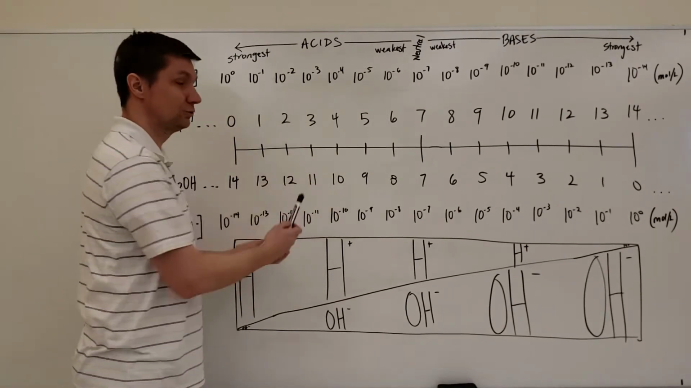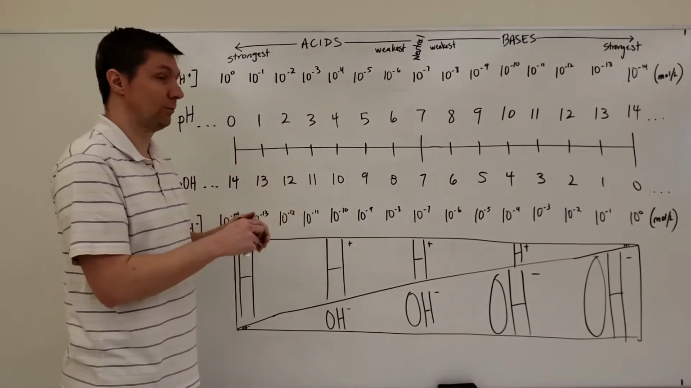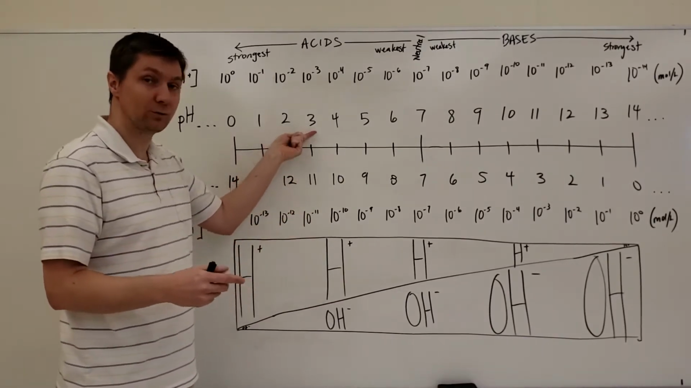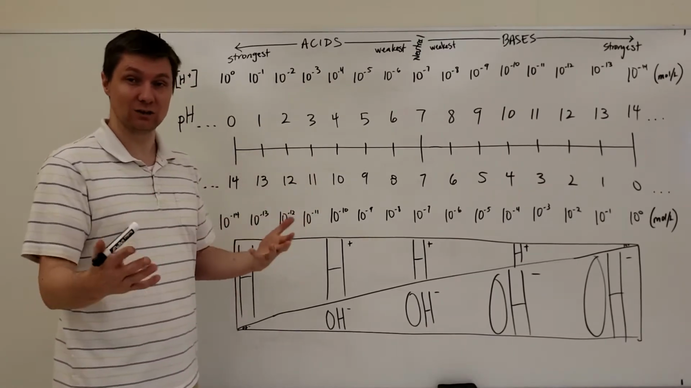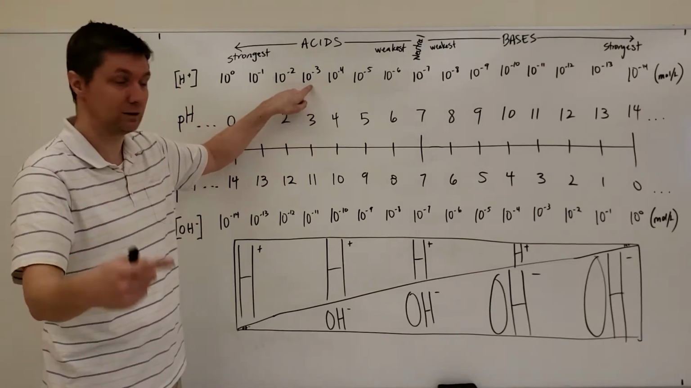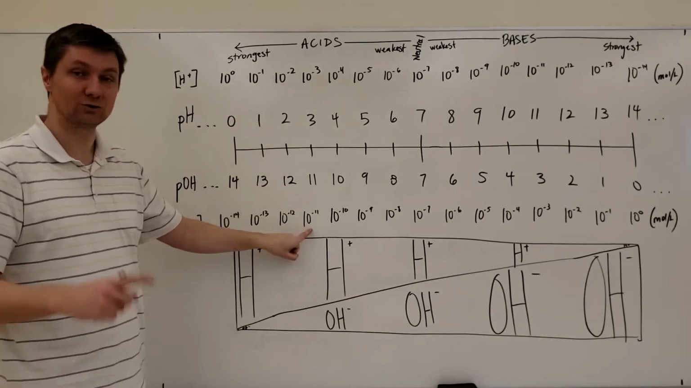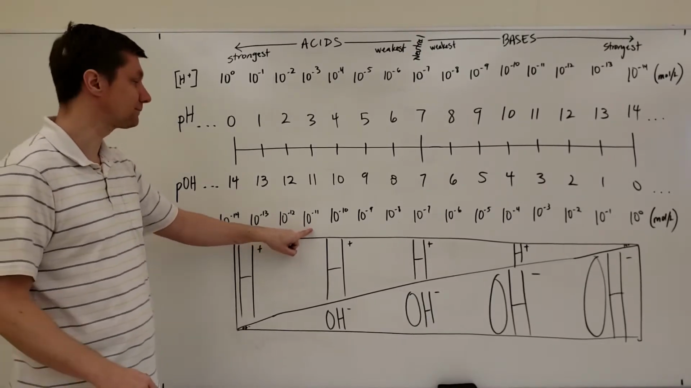Now, this is the same solution, but we can describe it as having a pH of 3, or we can describe it as having a pOH of 11. And this is going to tell us two different things. It's going to tell us that the hydrogen ion concentration is 10 to the negative 3, and that the hydroxide ion concentration is 10 to the negative 11 moles per liter.